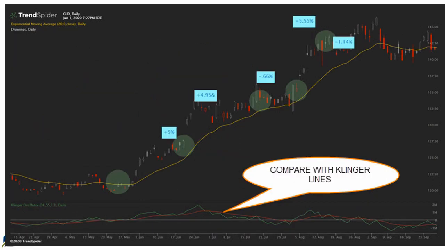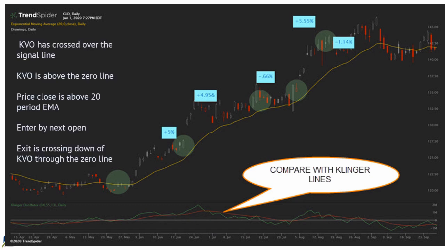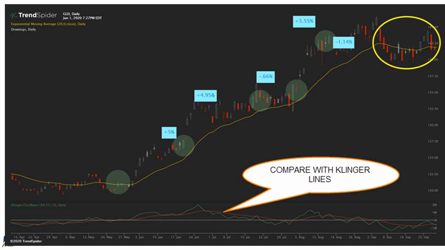I'll look at a more simplified way of using it. And this actually tested out pretty well for long trades only in the gold spiders. So the rules are pretty clear. The KVO is crossed over the signal line. The KVO is also above the zero line. Price is closing above the 20 period EMA. We're going to enter by the next open. And the exit is simple. So crossing down of the KVO through the zero line.